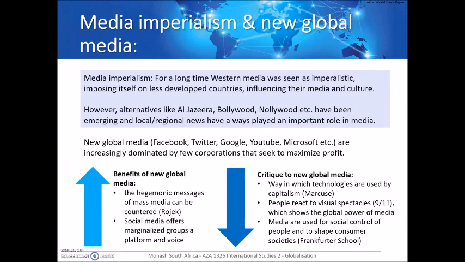So that's a critique of new global media, that it is very easy to manipulate people with such strong visual images. And the other critique is that media are also used for social control of people and to shape consumer societies. That's a critique that comes from the Frankfurt School, also from Germany.